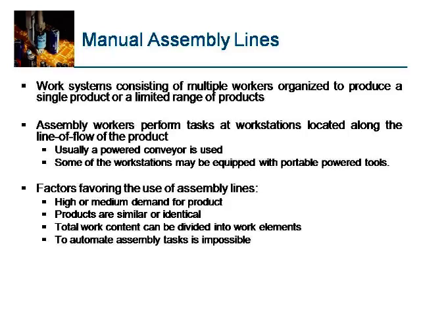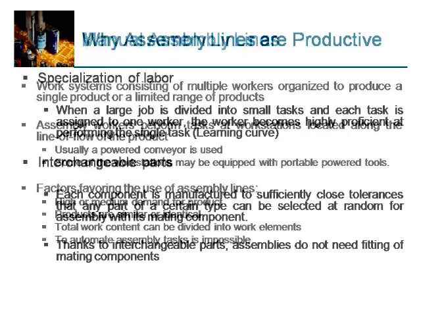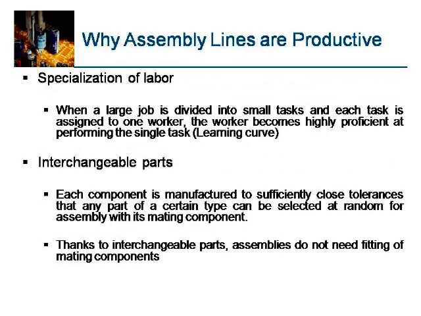These are all typical products where assembly lines are used, and it is a need of the hour. Products are similar or identical, that favors the assembly, and total work content can be divided into work elements, and to automate assembly tasks is impossible. Whenever the assembly tasks are not automated, you can go for manual assembly task.